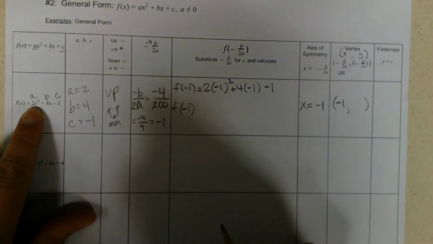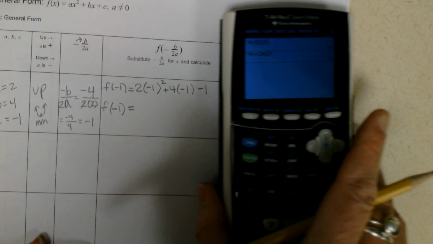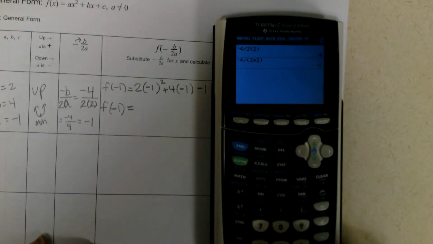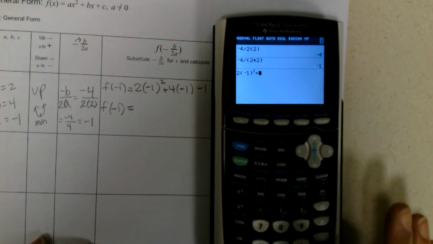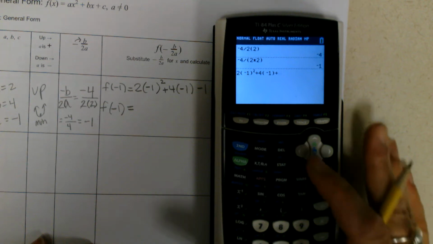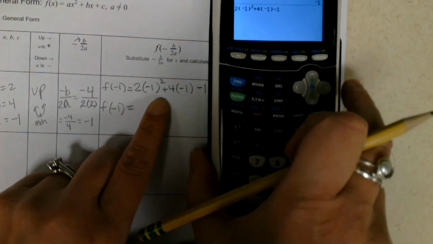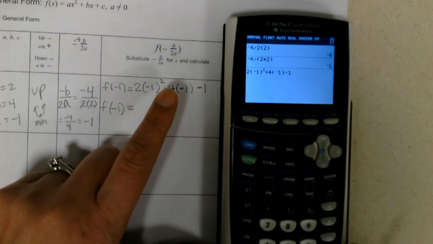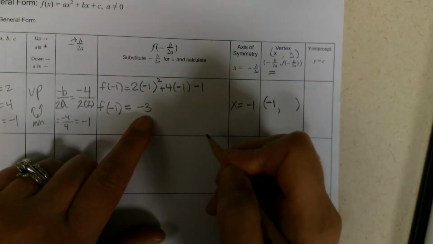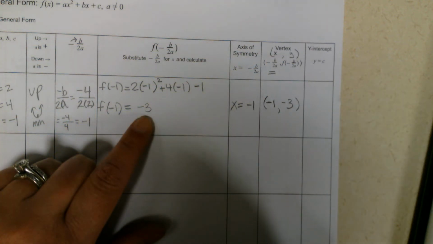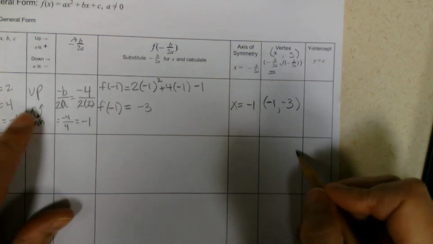If you're just watching me for the first time, welcome. So this is going to be f of -1 equals, and if you want to do order of operations, you're more than welcome to. To save time, I am just going to do this in my calculator. Squared plus 4 times -1. Please make sure that you're also noticing how I'm using the negative symbol here, and I'm using my parentheses. Put it in as you see it, and we're going to get -3. So this is the y part of our vertex, -3. And so the vertex is at -1, -3, opening up.